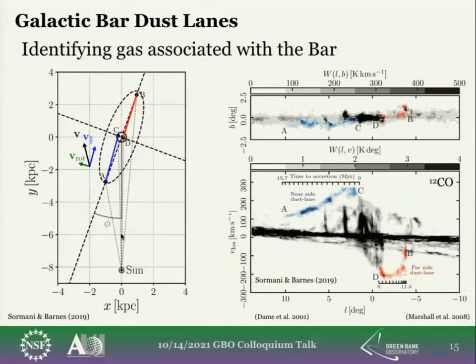They also assumed in this figure that the dust lanes are stationary relative to the rotating frame of the bar, and that the bar itself is a rigid rotator, rotating at about 40 kilometers per second per kiloparsec.